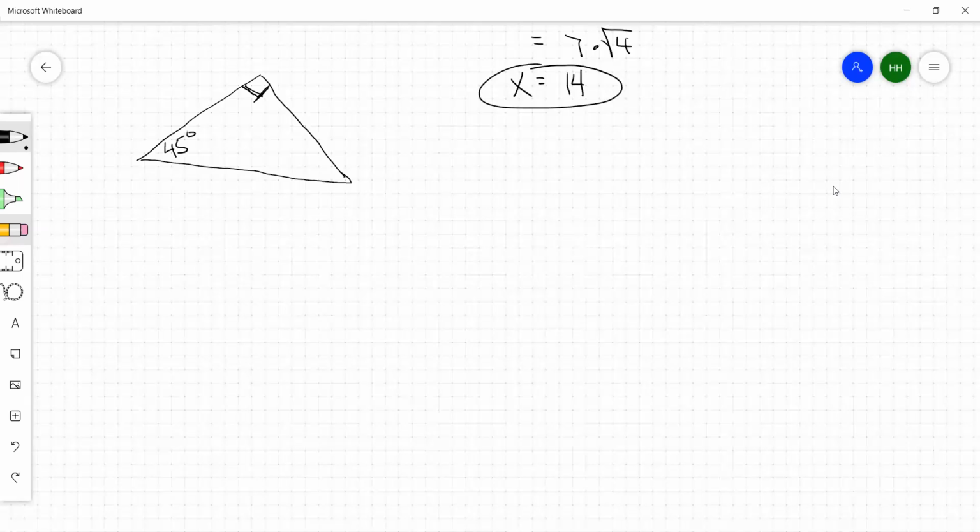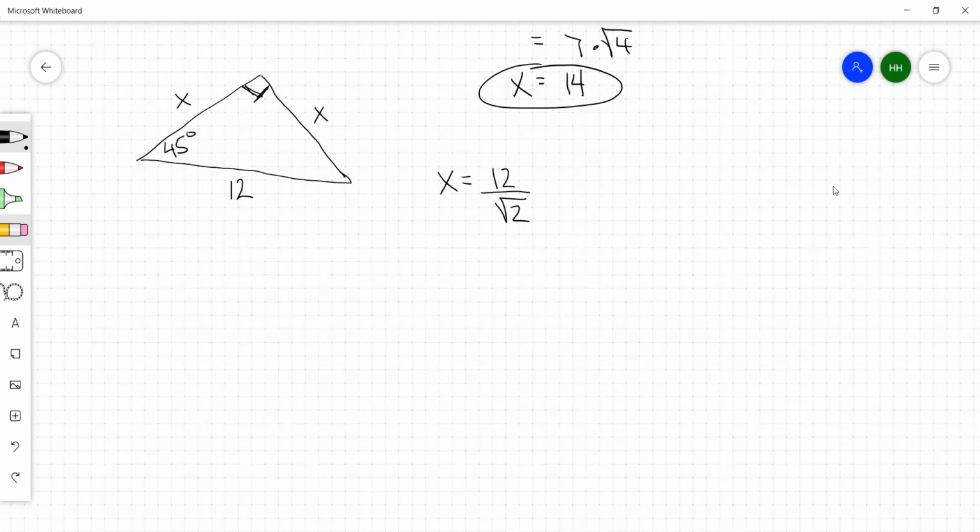All right, let's say that we got a 45, 45, 90, and we are given the hypotenuse, and it's equal to 12. And we need to find the legs. All right, so look, we said that a leg is equal to the hypotenuse divided by the square root of 2. So watch, x is equal to 12 divided by the square root of 2. Now, if you just need a decimal answer, then you can just type this in your calculator. 12 divided by 2 square root equals, and you get 8.49.